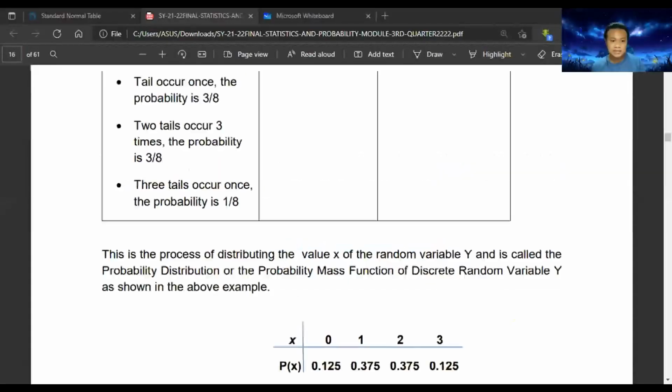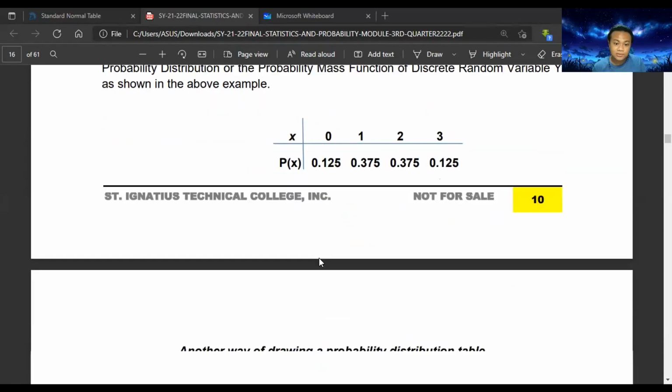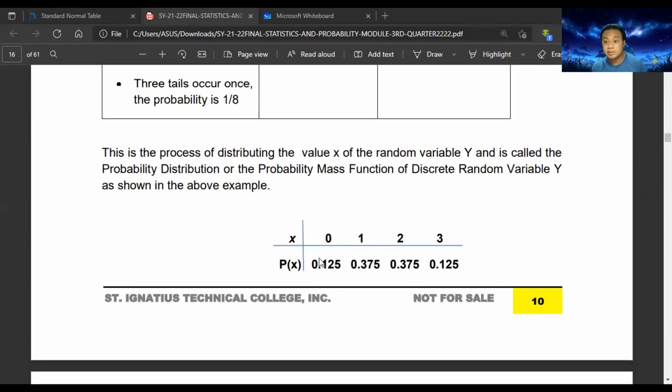Let's go back to our module. This is in lesson 2, right? So we have these values for the probability distribution table. We will now copy these items so that we can make a histogram. How do we make a histogram in Excel? Memorize this: 1, 2, 3. Okay, so here we are in Excel.